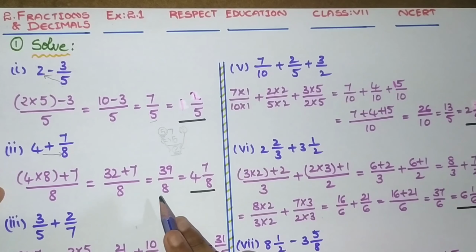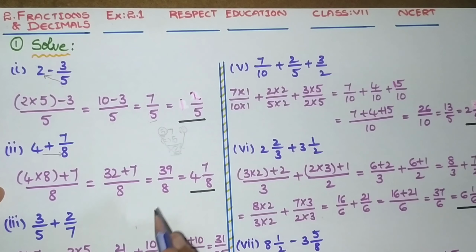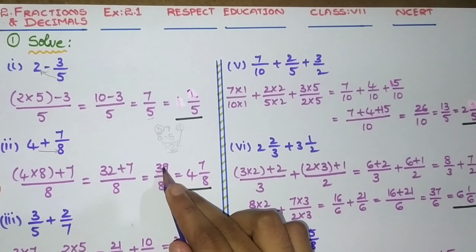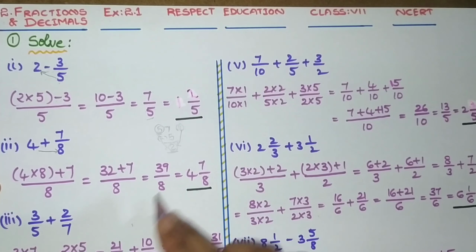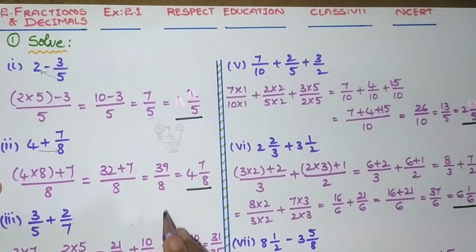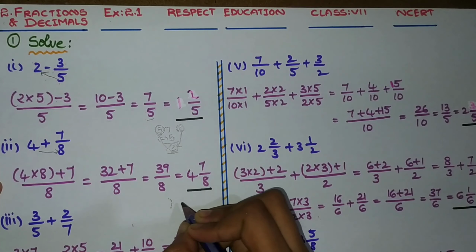Now clearly you can observe this fraction is an improper fraction because the numerator is bigger than the denominator. We need to convert this improper fraction into a mixed fraction. As we know, to convert an improper fraction into a mixed fraction, we should do division. Okay friends, now let us do the division.